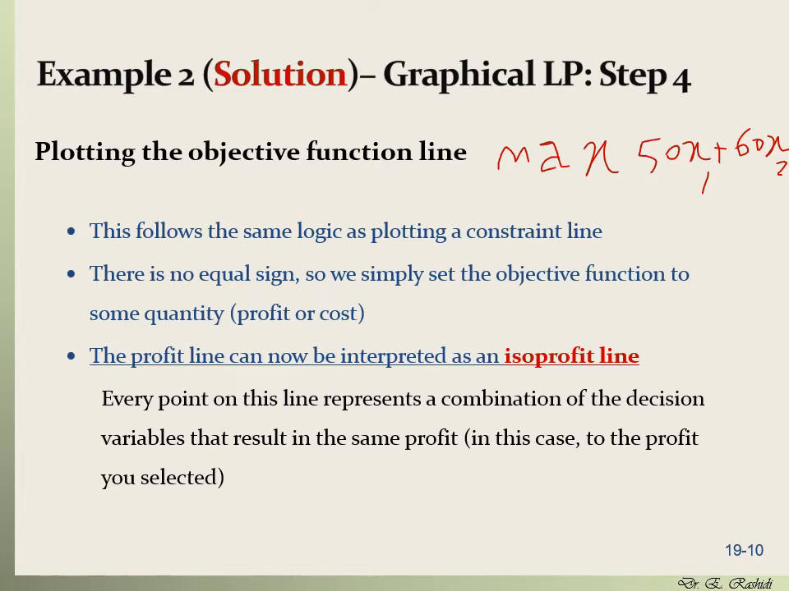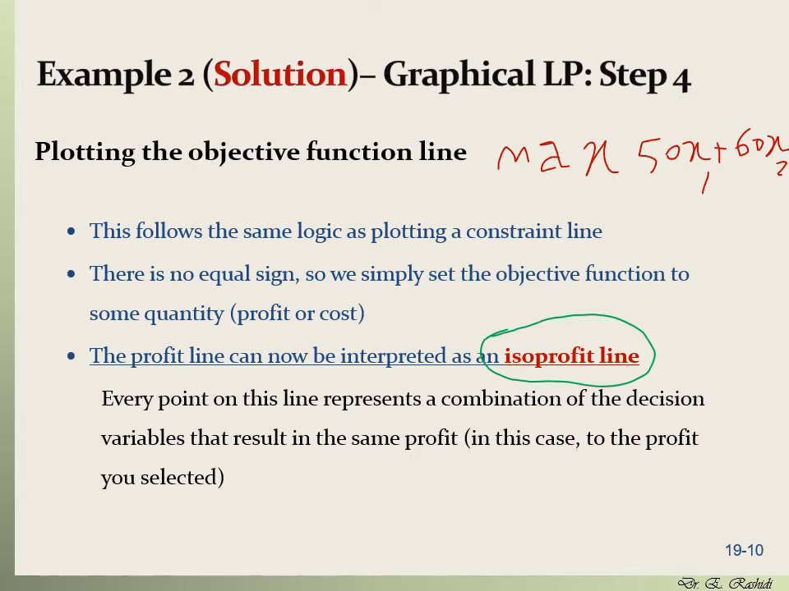So what we can do is simply set the objective function to any quantity in the feasible space and find the profit line. A profit line is a line where for each point on that line, meaning for each x1 and x2 quantity, we're going to make the same profit. This line is also called the ISO profit line. Every point on the ISO profit line represents a combination of the decision variables x1 and x2 that would result in the same profit.